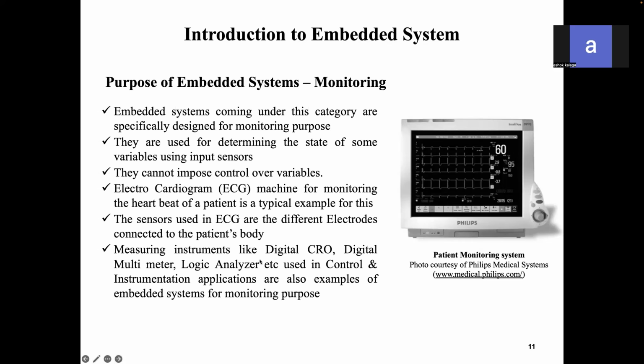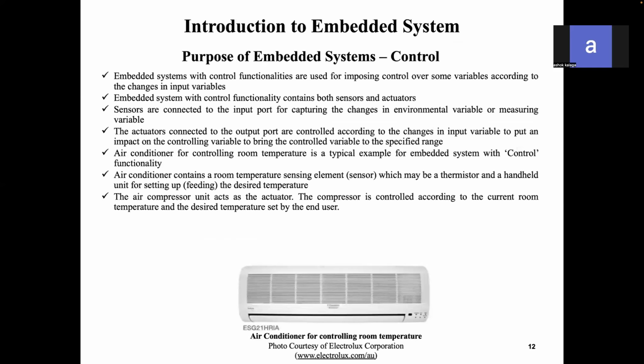So measuring instruments, any measuring instrument like CRO, digital multimeter, logic analyzer, etc., used in control and instrumentation applications are also examples of the embedded systems for monitoring purposes. These are the systems which are used only for monitoring some variables by using some input sensors. Next one, control.